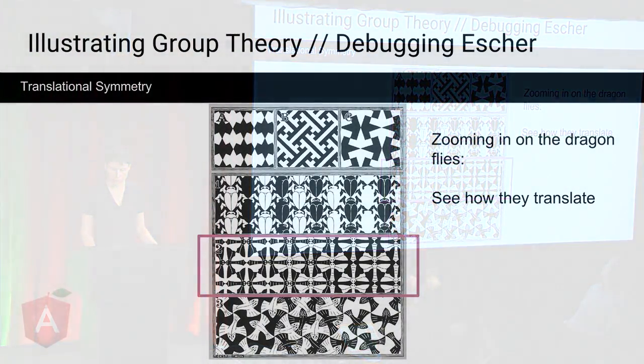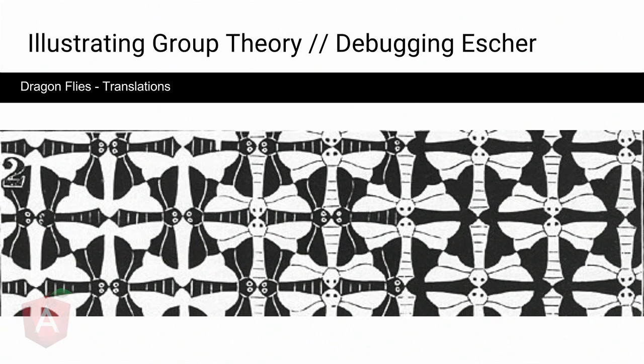All right, zooming in on some dragonflies. Do you see the translations again? Anyone? Great. Again, there's an underlying grid, right?